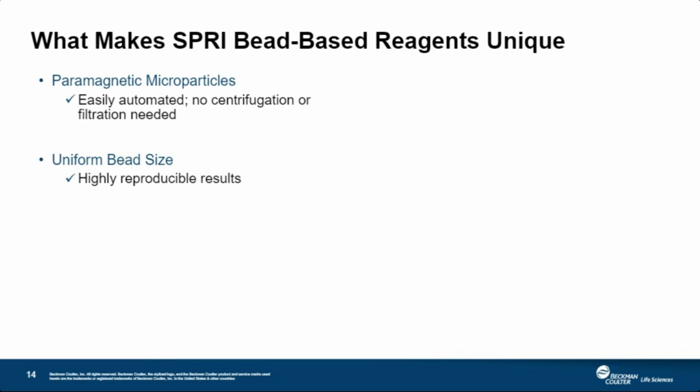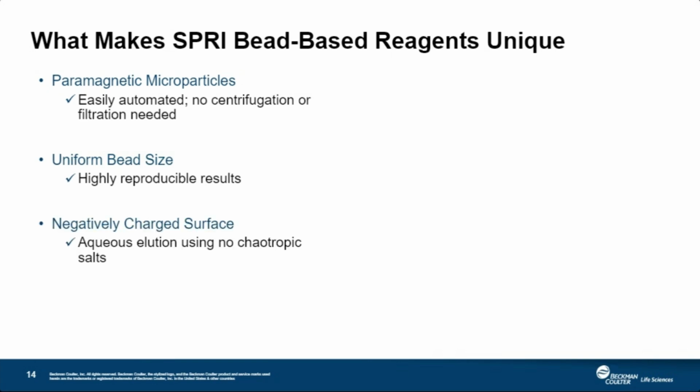Again, that uniform bead size really gives highly reproducible results. That negatively charged surface allows you to have all of this occur in an aqueous solution environment. So that's really great and gentle on the samples that you're looking to do downstream work with. That non-polystyrene polymer surface, again, that low non-specific binding is really important in these processes.